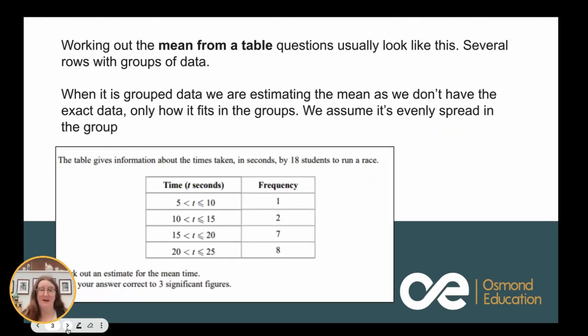We are working out the mean from a table. Okay, the table will either have groups of data in their rows or maybe just single values. Now, when it's grouped data like this, we are doing an estimate of the mean because we don't have the exact data. We only know that there is one person that's in the 5 to 10 category and two people in the 10 to 15 category. What we do assume when we're doing these is that it is evenly spread, and that bit's going to come up later. But they look a bit like this.